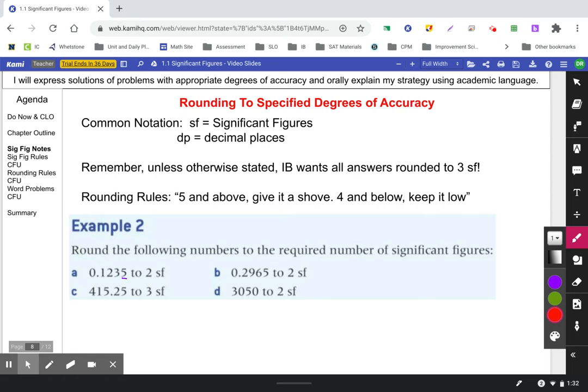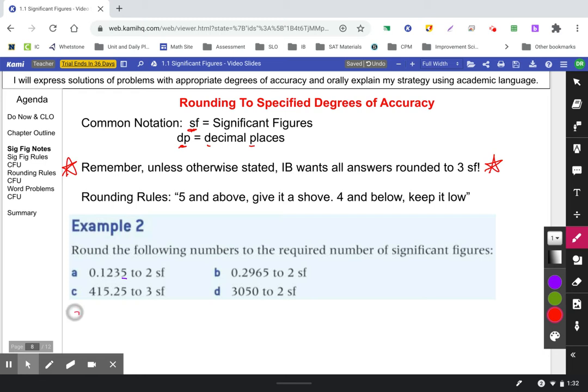So some common notation that you'll see in this textbook especially is SF, which just stands for significant figures, like we've been talking about. And DP stands for decimal places. And again, just to reiterate, unless otherwise stated, always go to 3 sig figs. And our standard rounding rules, remember, is if it's 5 and above, give it a shove, or you bump the previous place value up 1. 4 and below, you just keep it low and round it down. So let's just look at these through a couple examples.